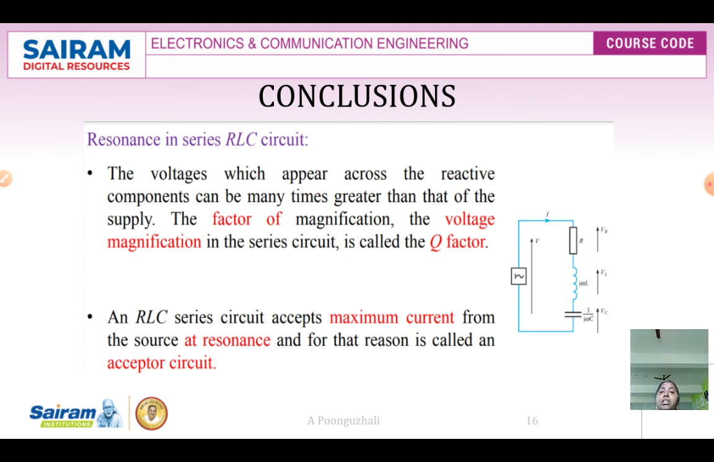So the conclusion is that the voltages which appear across the reactive parts of the circuit may be many times greater than the supply voltage. The factor of magnification, that is the voltage magnification in the series circuit, is going to be called the Q factor. An RLC circuit is going to accept maximum current from the source at resonance, because the reactive parts cancel out each other, only the resistive part is going to be there, and it will have maximum current. So we call this circuit an acceptor circuit. Thank you.